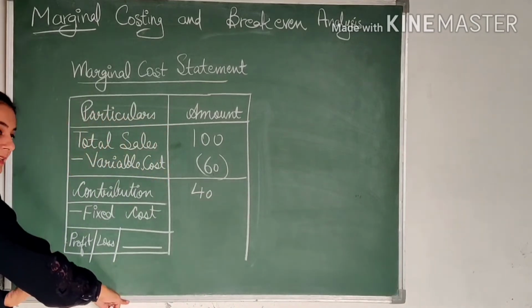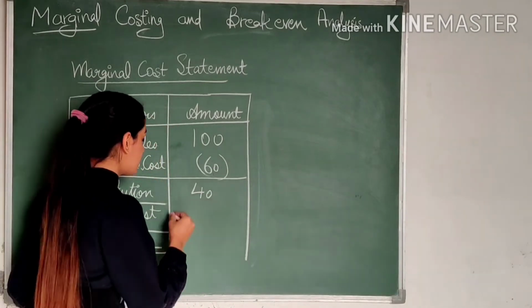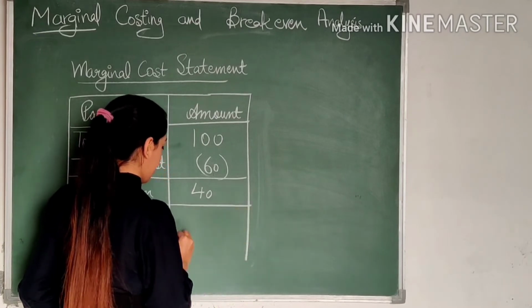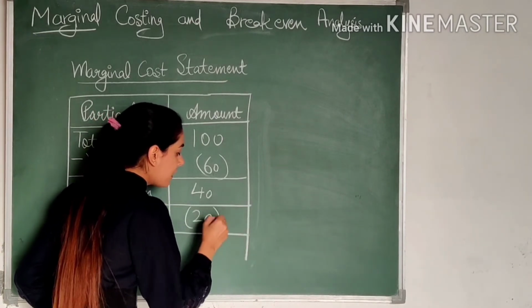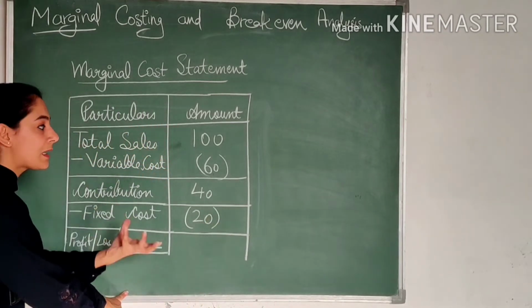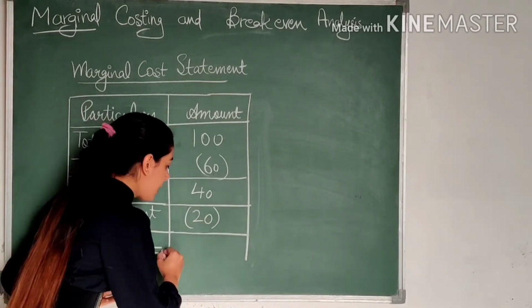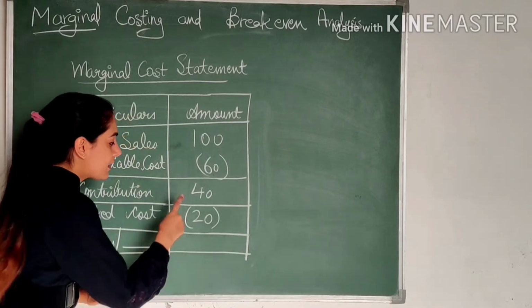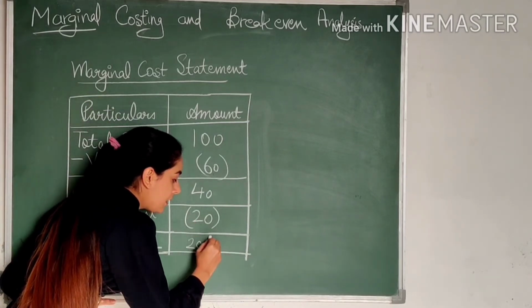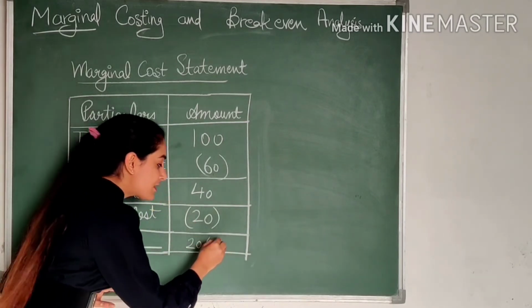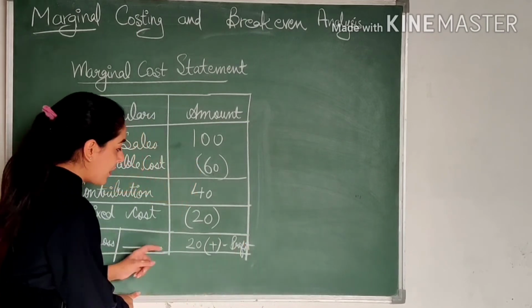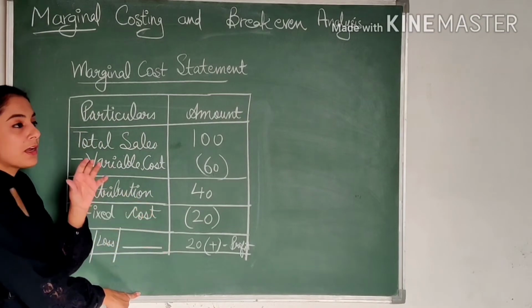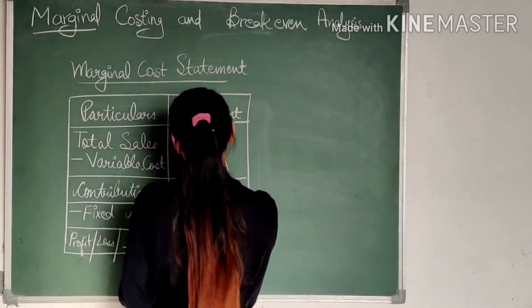After that, let's suppose our fixed cost is 20. So we have to deduct 20 in the name of fixed cost. The answer which you will get after this will be 20, and it will be in plus. So this plus will give you the profit. Simply, this 20 will tell you that you are in profit of rupees 20.